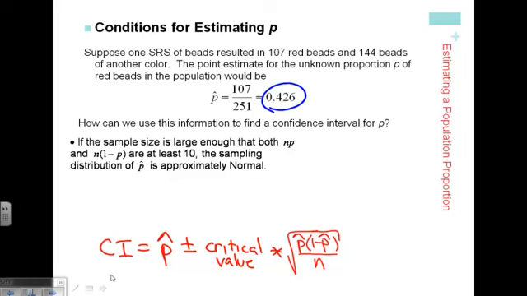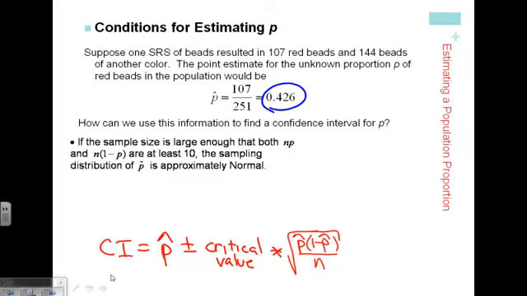Last one. Last question. Do we think that using this method we would get at least 10 successes or 10 failures? Do you think that when we got the 107 beads that were red, that's a good indication that we're going to have at least 10 red beads?